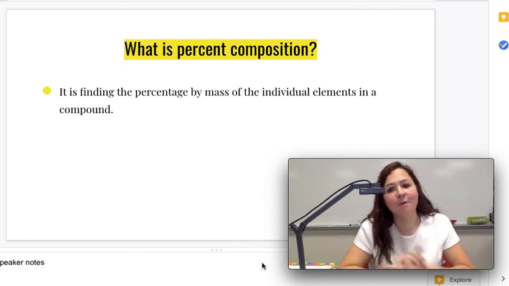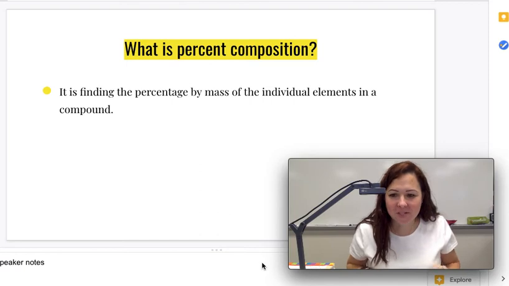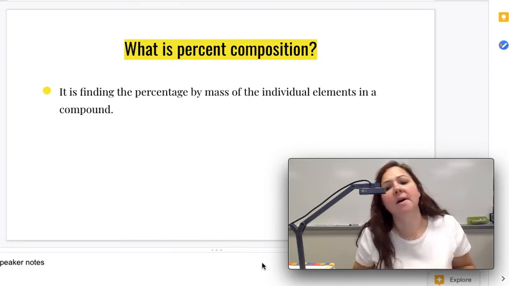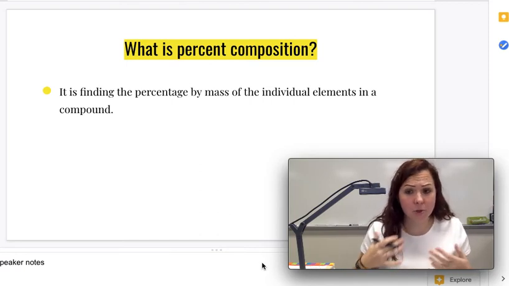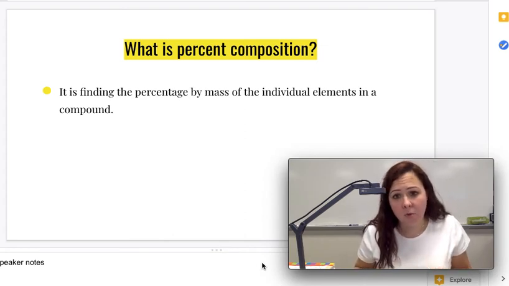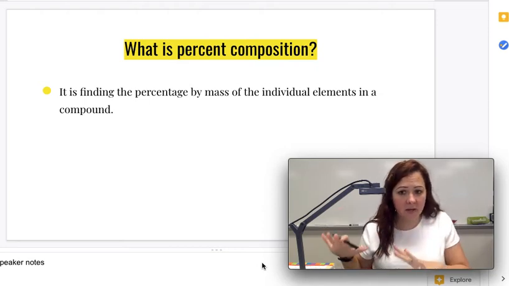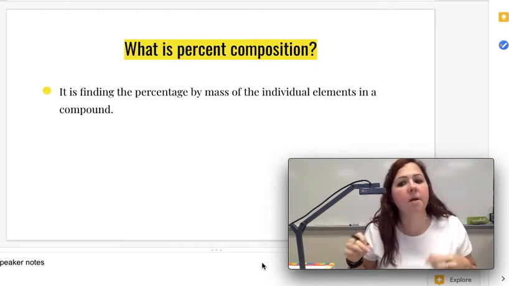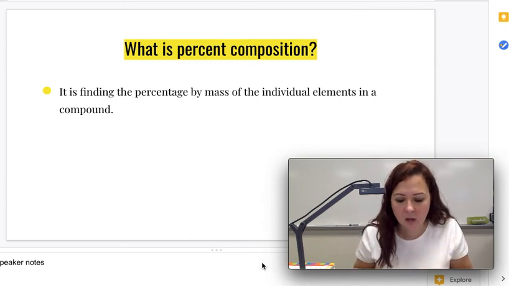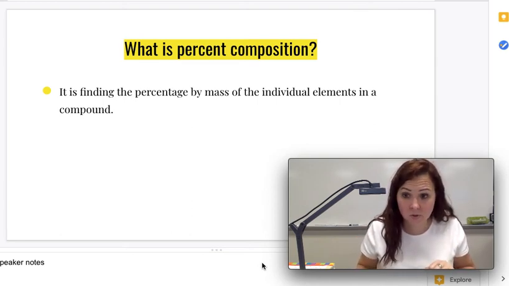One last video for this semester, the whole semester, which is percent composition. Percent composition is an application that we're going to use second semester. So we're going to learn the foundation of the math now, and then we'll apply it later on to your empirical formula and your molecular formula, things like that, as we move throughout the second semester.